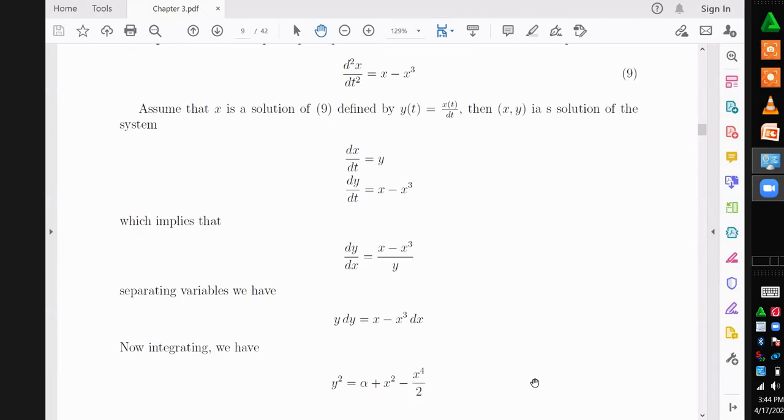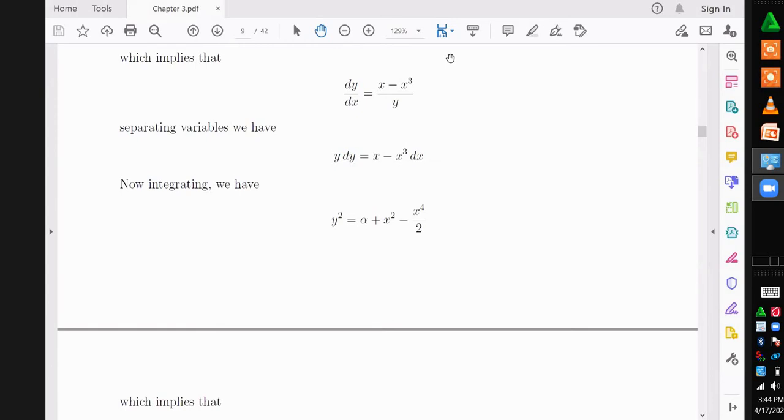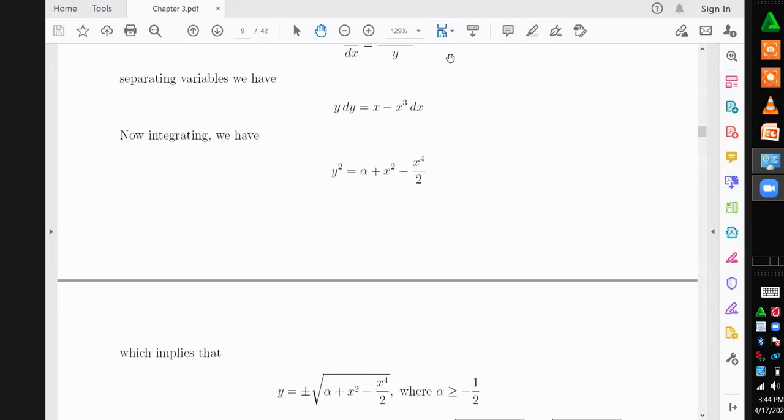Now from here you can see y is plus minus the square root of alpha plus x square minus x exponent 4 by 2. And also from here you can see this is defined for alpha greater than or equal to minus 1 by 2. You can just find the domain of this function.